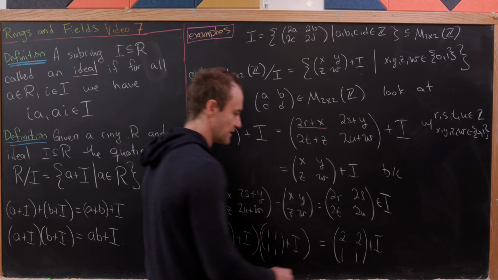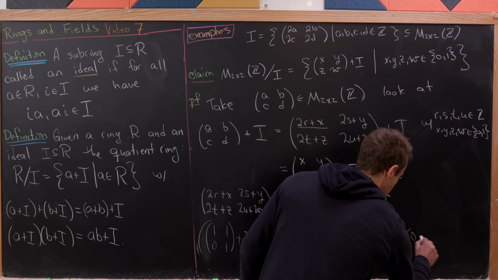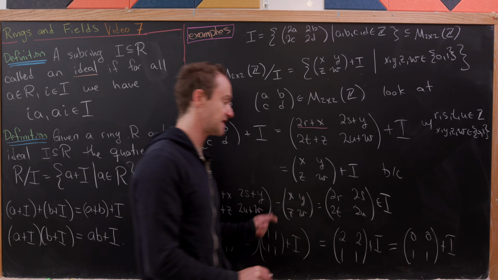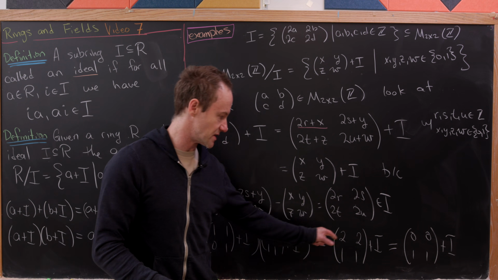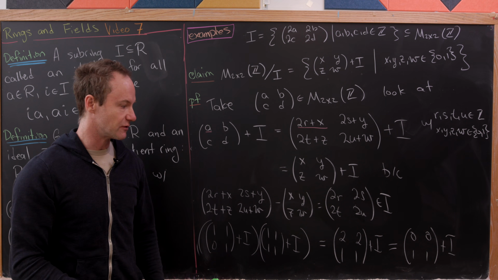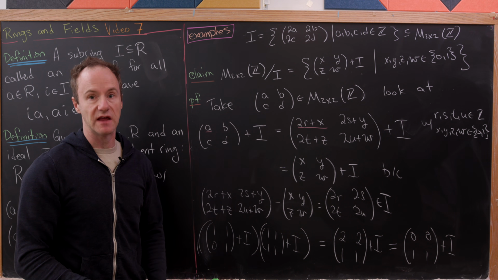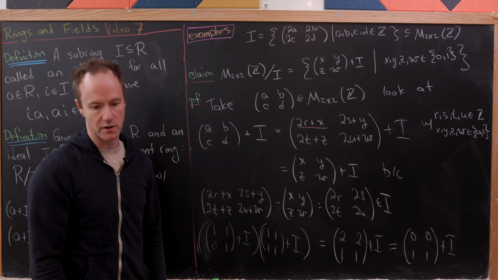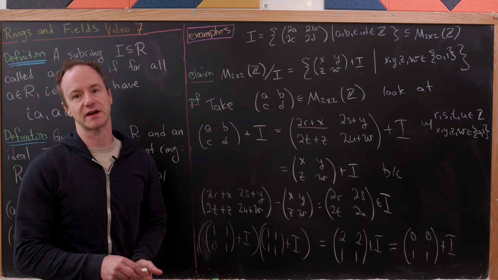But now let's observe that this coset is equal to the coset 0, 0, 1, 1 plus I, because if we perform division with remainder, we get a remainder of 0 for the two entries in the top row, and we get a remainder of 1 with the two entries in the bottom row. Okay, so now I'm going to leave you with some exercises.